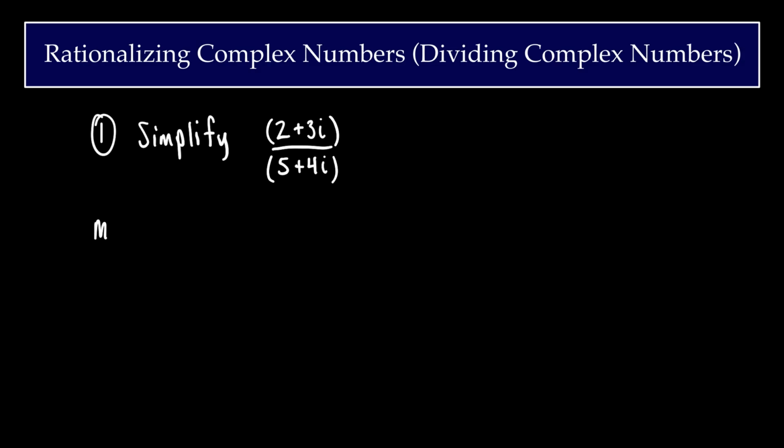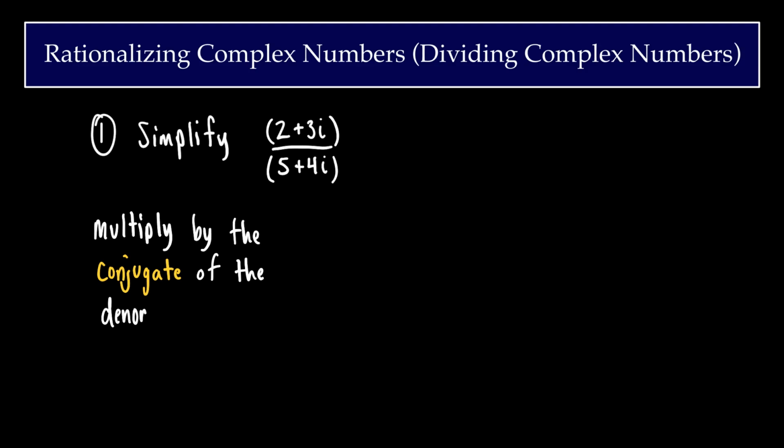So we're going to multiply by the conjugate of the bottom part, which I'm going to call the denominator, because that's its name. And the conjugate, so we should probably talk about what a conjugate is.